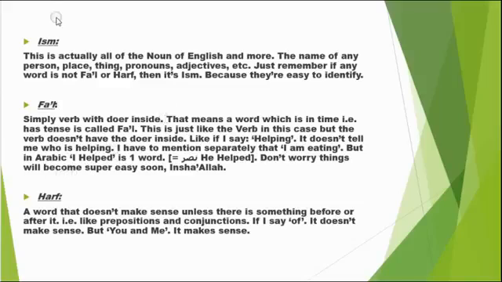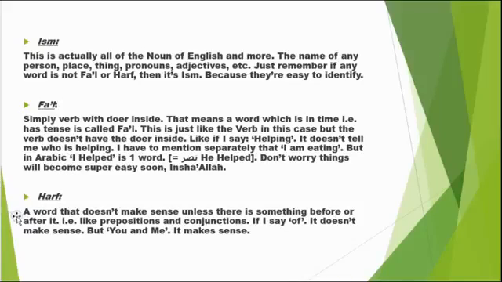So let me repeat. Ism is the noun in Arabic, but it is actually more. It includes more than a noun. It includes pronouns, it includes adjectives and more. The fa'al is actually the verb with a doer, which is very crazy. If you know English, you know that is not possible. The thing that happens in English is we mention a doer outside, and that's a separate subject in fa'al. If you have an outside doer, we'll learn that later. And harf is actually something that doesn't make sense unless there is something before it or after it.